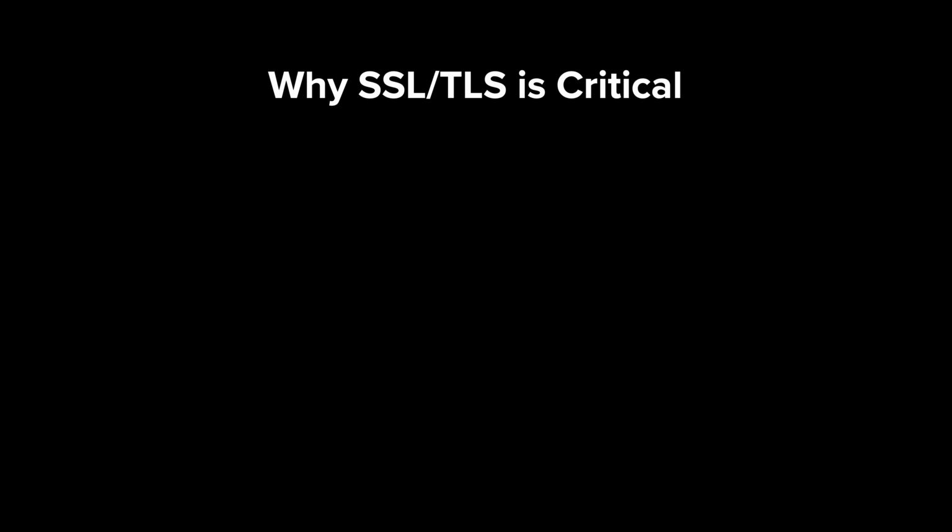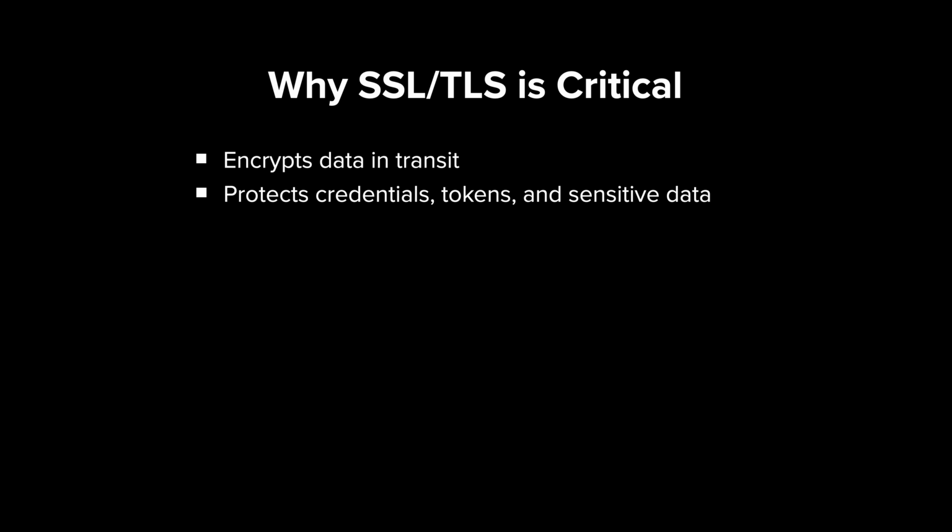Now let's talk about why SSL or TLS is actually critical, especially when you're running applications on ECS. SSL and TLS encrypt data in transit. This means that any data sent between the user's browser and your application cannot be read or modified by attackers while it's traveling across the network. This is especially important because modern applications constantly exchange sensitive information such as login credentials, session cookies, JWT tokens, and API keys. Without TLS, all of this data can be intercepted in plain text.